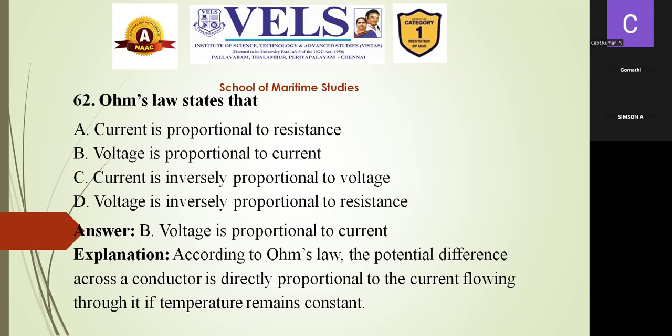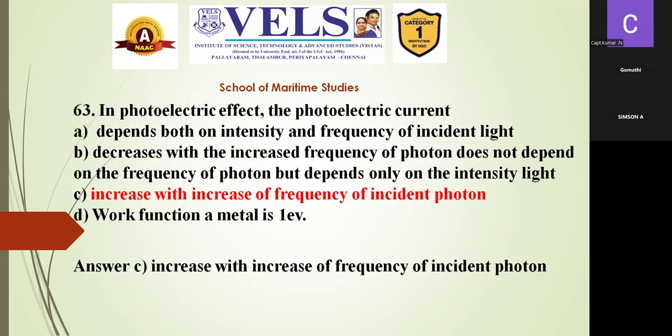Next question is Ohm's law. According to Ohm's law, the potential difference across a conductor is directly proportional to the current flowing through it if temperature remains constant. So the answer is voltage is proportional to the current. V is equal to IR.